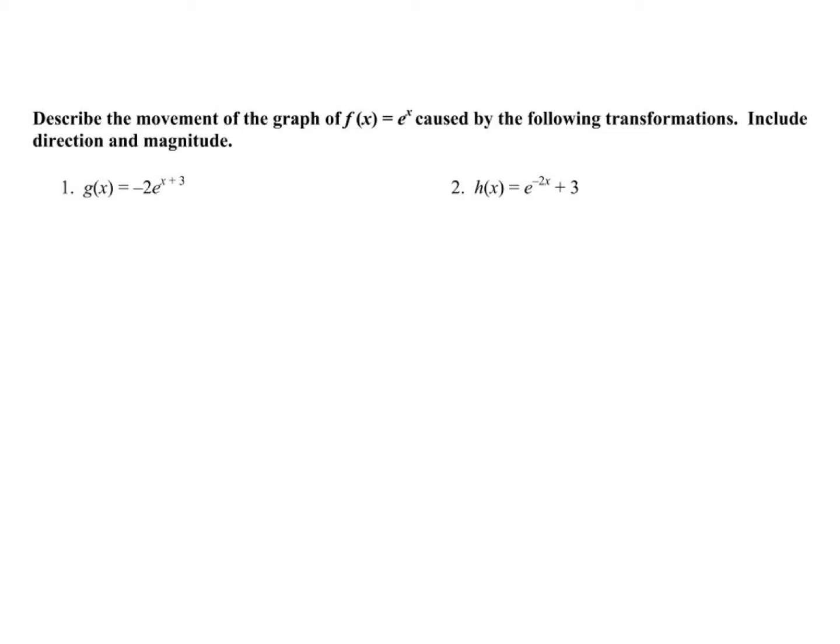So we're supposed to describe the movement of the graph of f of x equals e to the x. So this is your natural exponential function. It has a base of e, that 2.718, and we are to include direction and magnitude. And we want to do this in our order. We always say AHBK, all hail Burger King.